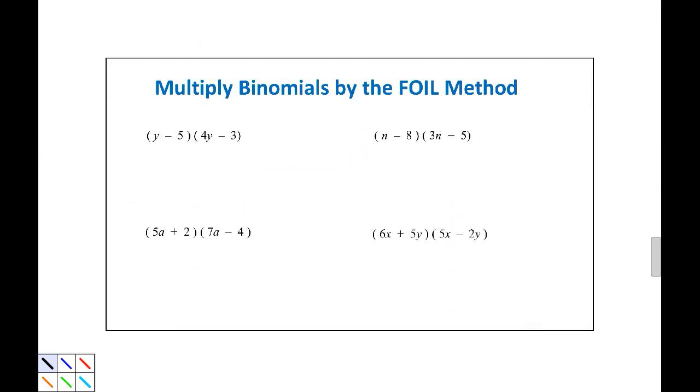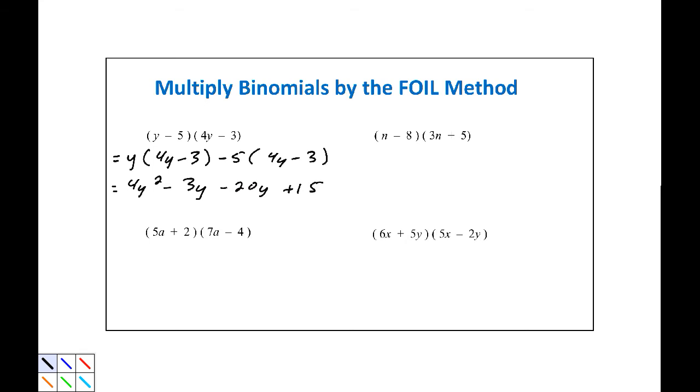So again, as I said, I'm going to write these as I would just multiplying two polynomials. My first example is the quantity y minus 5 multiplied by the quantity 4y minus 3. So I'm going to write this as y multiplied by 4y minus 3 plus, well, actually minus 5 multiplied by 4y minus 3. Now distributing the first term, I have 4y squared minus 3y. And distributing the second set here, I have minus 20y plus 15.